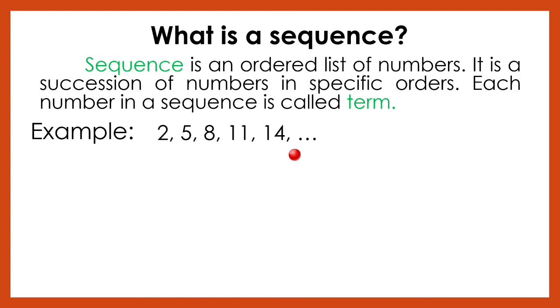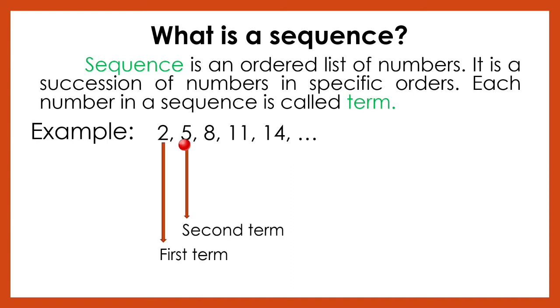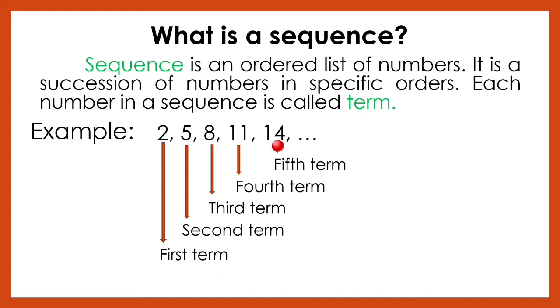Yung tatlong dots na to ay tinatawag nating ellipses. Ellipses show that the sequence goes on and on indefinitely. So may kasunod pa to, walang ending. Each term in a sequence is called term. In our sequence, 2 is the first term, 5 is the second term, 8 is the third term, and 11 is the fourth term, and 14 is the fifth term.